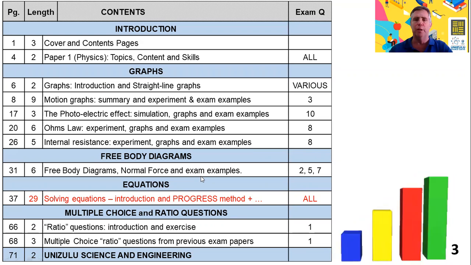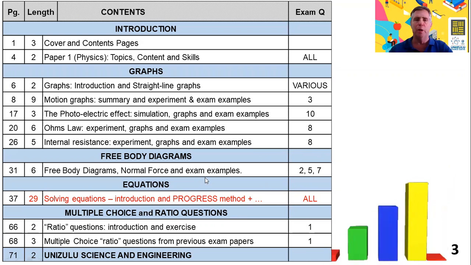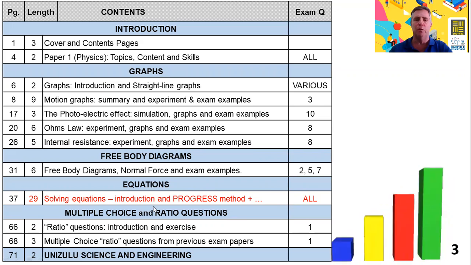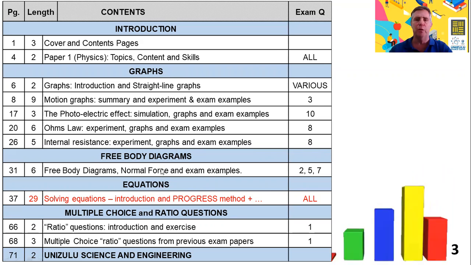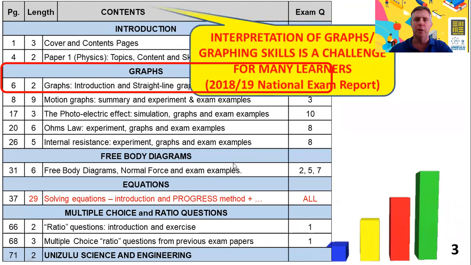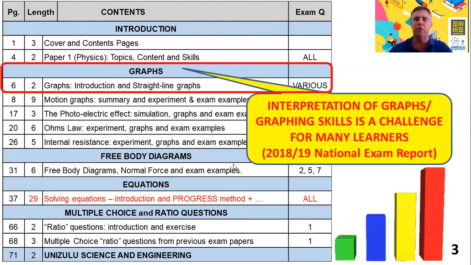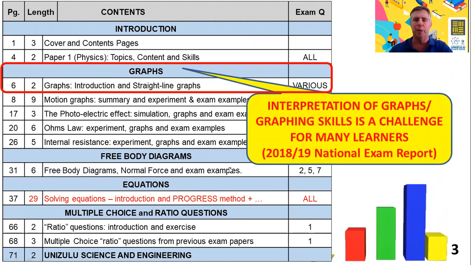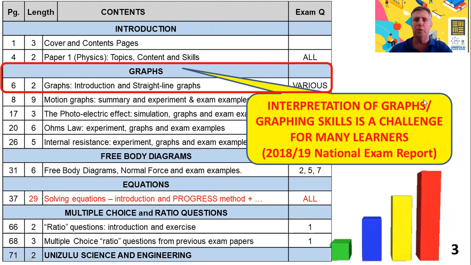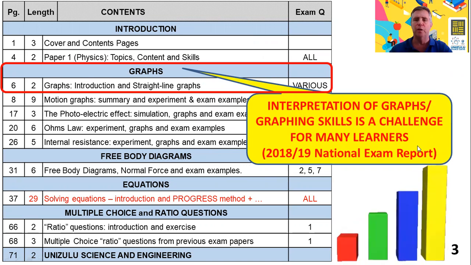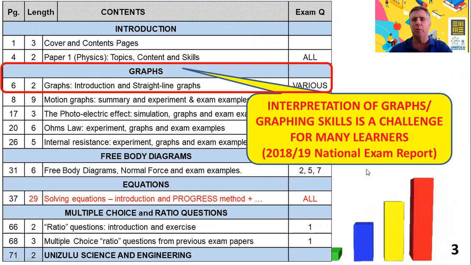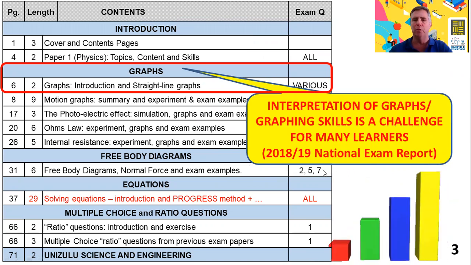So if we look at the contents page, remember we are looking at 4 skills: graphs, free body diagrams, equations, and multiple choice and ratio questions. We are now focusing on graphs. And the reason for this is not just because we think it's important, but because the examiner does. And in the examiner's report, he noted that interpretation of graphs or graphing skills is a challenge for many learners. So I really hope that this video will help you get to grips with it.